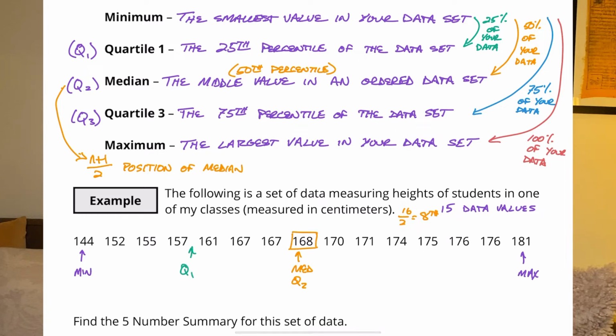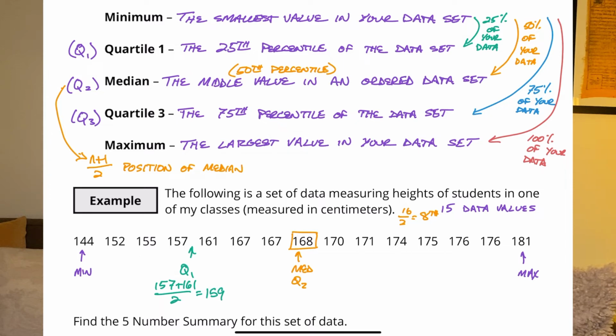That's quartile 1. And we can find that value by taking 157 plus 161 and dividing it by 2, basically finding the average of that, and that is going to be 159. So there is our quartile 1.